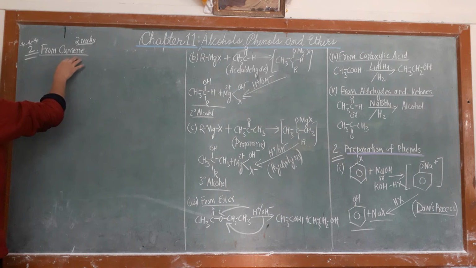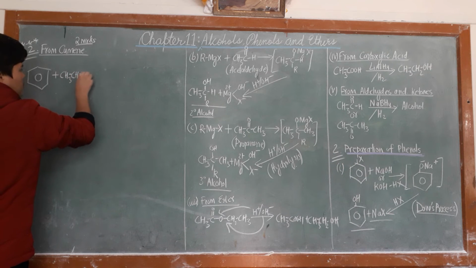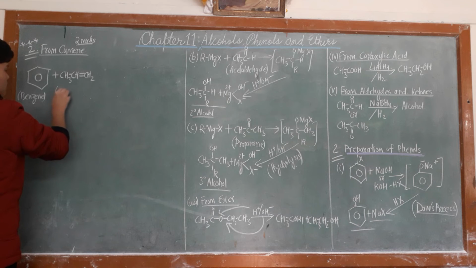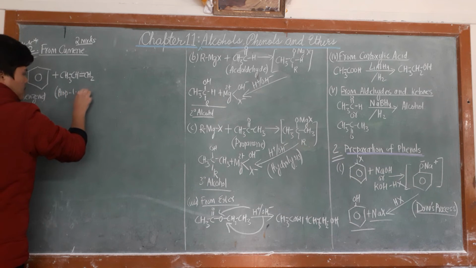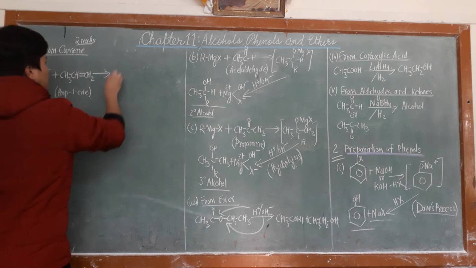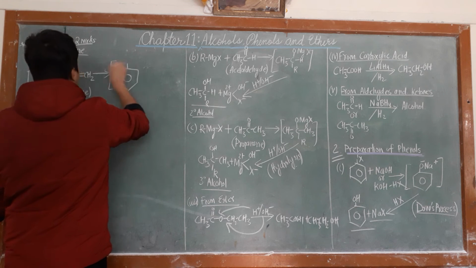Now before that we have to prepare cumene first. To prepare cumene, you have to take benzene and react this with propene, CH3CH=CH2. Okay, this is your benzene and this is your prop-1-ene, or propene. Now when you react these two, you will get an intermediate product, and this product is your cumene.